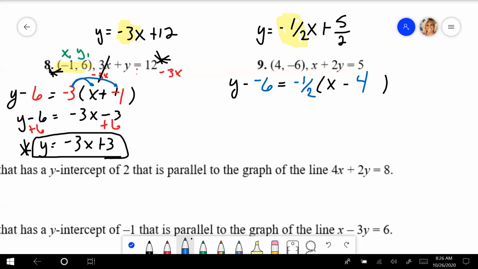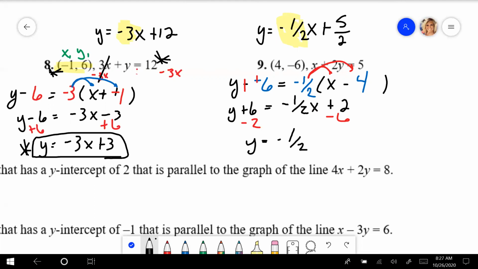Okay, once you plug that in, look for any minus and negatives to change those. Yep, right here, this changes to positive. So I get y plus 6 equals, multiply here. I get negative 1/2 x plus 2. Then move the 6. I'm going to subtract 6 from each side. And I get y equals negative 1/2 x minus 4. This is your equation.